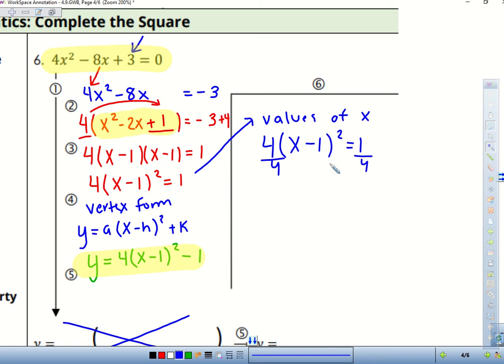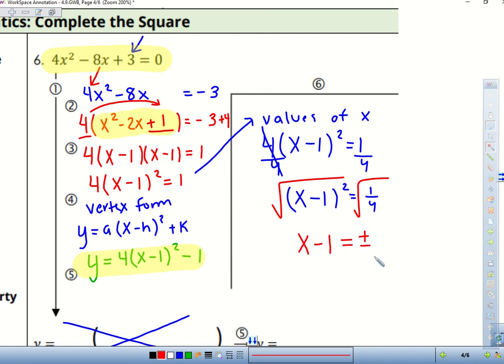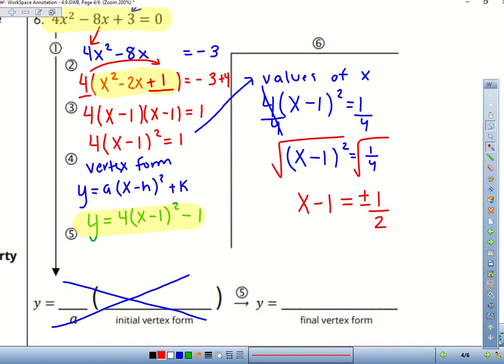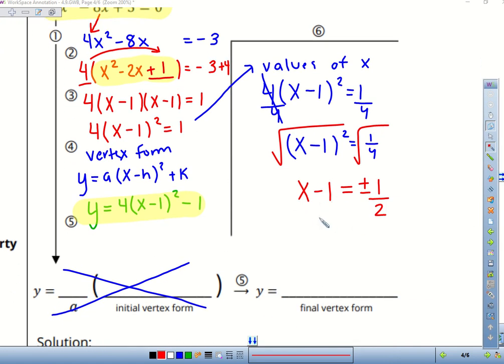Good. That gives me (x minus 1) squared is equal to 1/4. What can I do to both sides to get rid of a second power? Square root. That gives me x minus 1 is equal to, plus or minus, whenever you take a square root, 1 over 2. I just took the square root of the top and the square root of the bottom. You with me? Alright. Now what can we do with that 1 on this side here? Add it over. That gives me x equals 1 plus or minus 1/2.